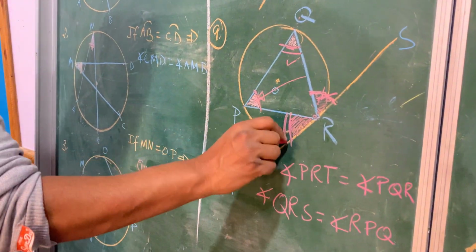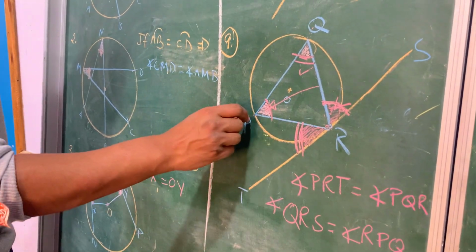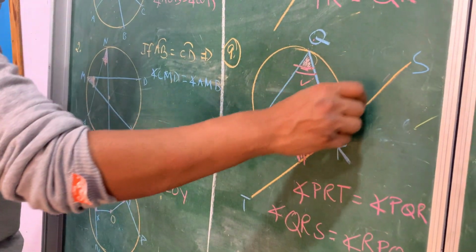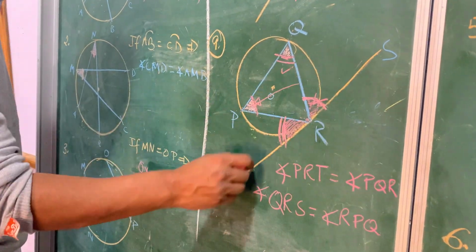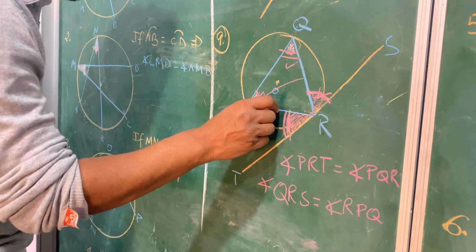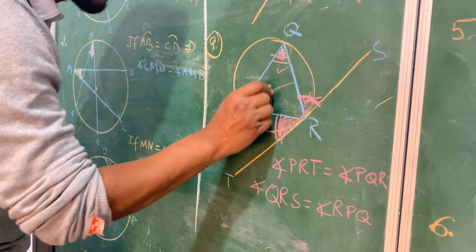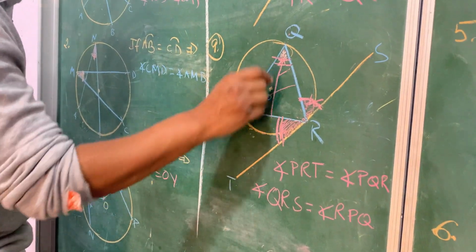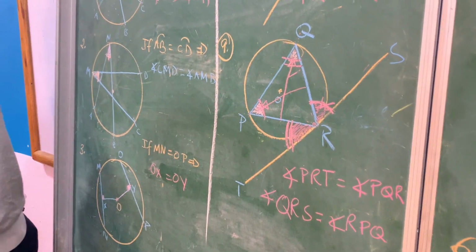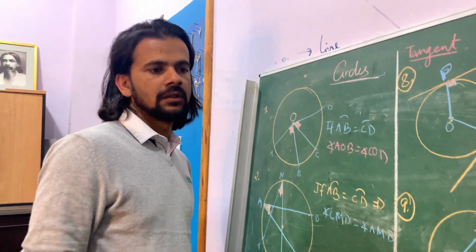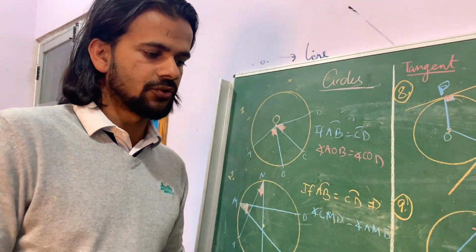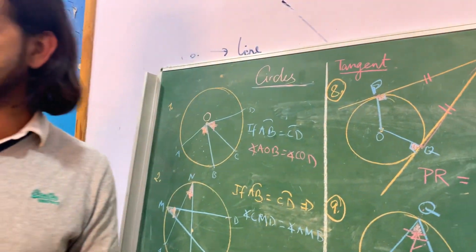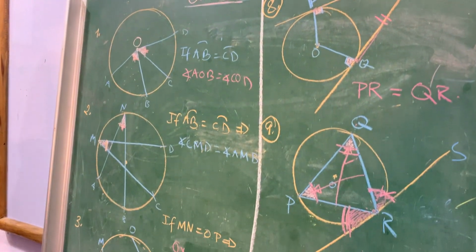Similarly, if you take this angle, here PR is the chord and the tangent is TS. So that's the angle between this chord and the tangent. The angle opposite to this side is Q. They are going to be equal. So these are some results of circles that are very interesting. You can explore more. So we are exploring here. Okay. Thank you.